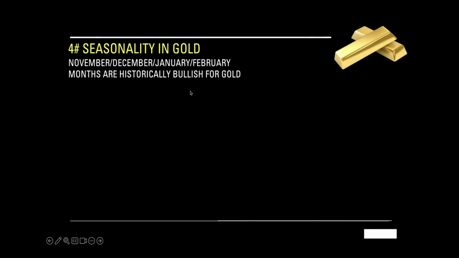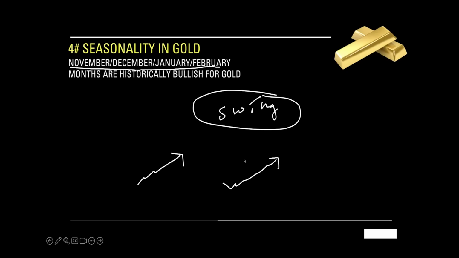Now the last one is seasonality in gold. It was observed that the November, December, January, February months are historically bullish for gold. Based on research over the last 30-35 years, from November to February is most of the time when gold rallies. How can this information be useful? One use is for swing traders. If you are a swing trader or a positional trader who holds gold for a 3-4 month period, you can buy around November and sell around February based on historical data.